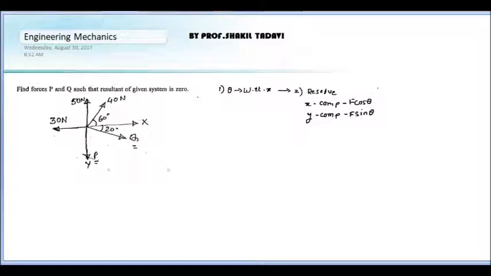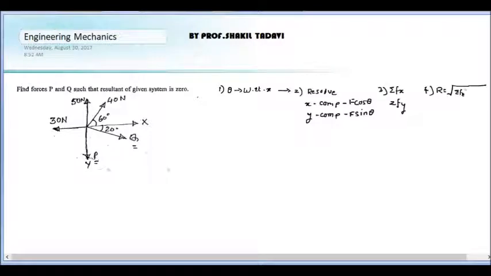Then we calculate the sum of all forces in the x direction and the sum of all forces in the y direction. After that, in the fourth step, we calculate the resultant by using the formula R equals the square root of summation of Fx squared plus summation of Fy squared, and theta as tan inverse of summation of Fy upon summation of Fx.